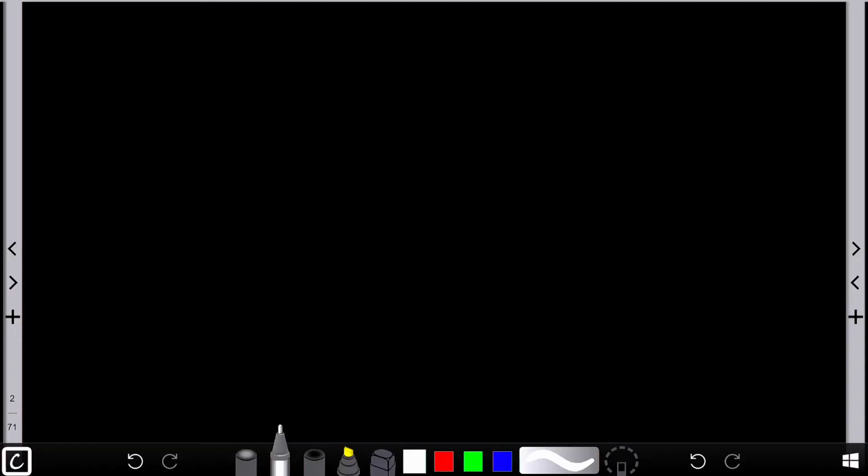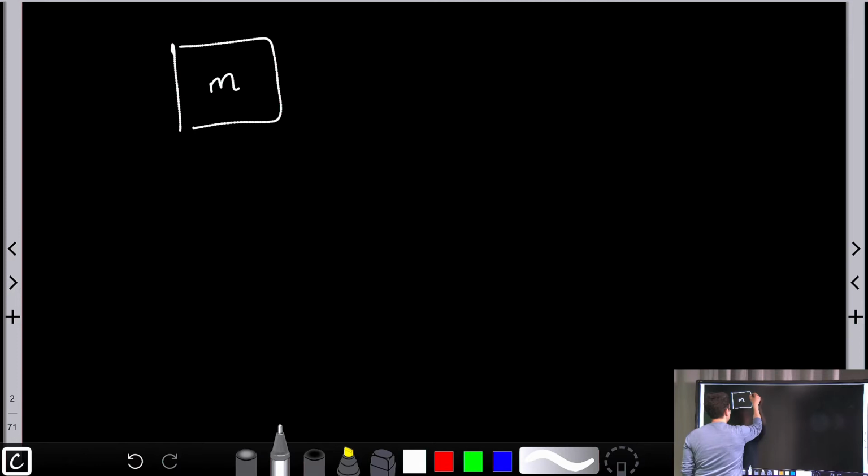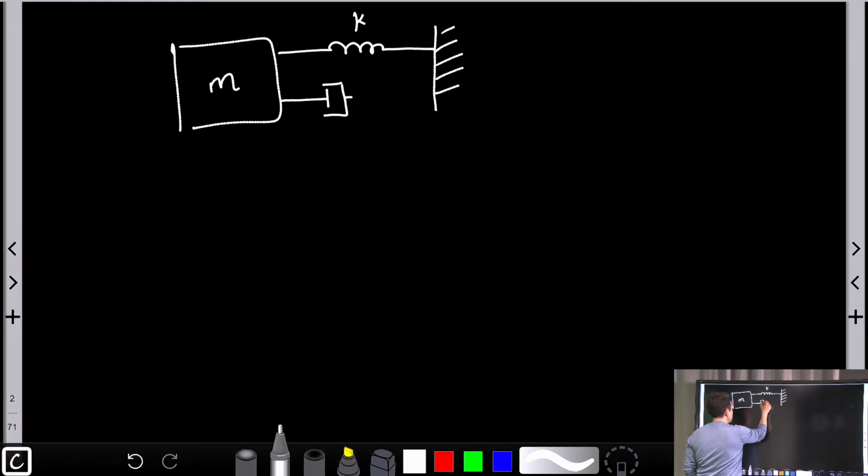Let's start with a simple case. Let's say that we have a mass, just a regular mass, with value m. This mass is interconnected with a spring to the ground. This spring is also a linear spring, which has a constant k. The mass is also connected to a damper, also a linear damper, to the ground. This damper has a constant dissipation value. We will call it b.